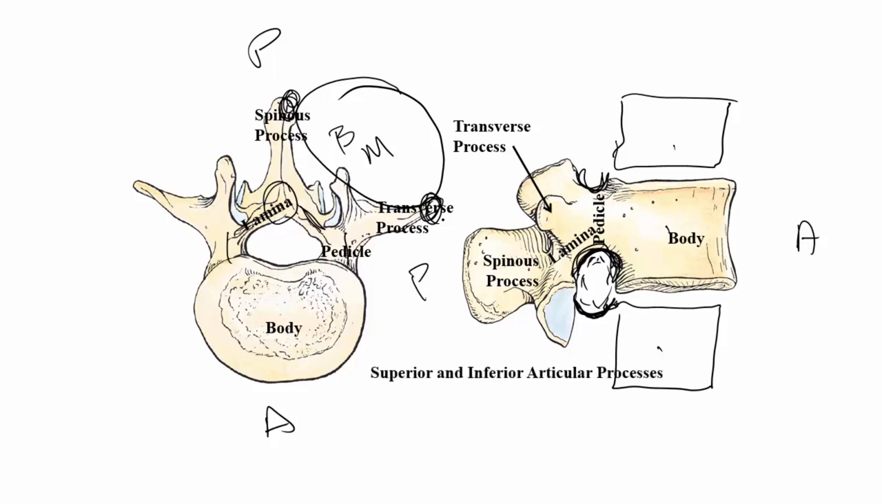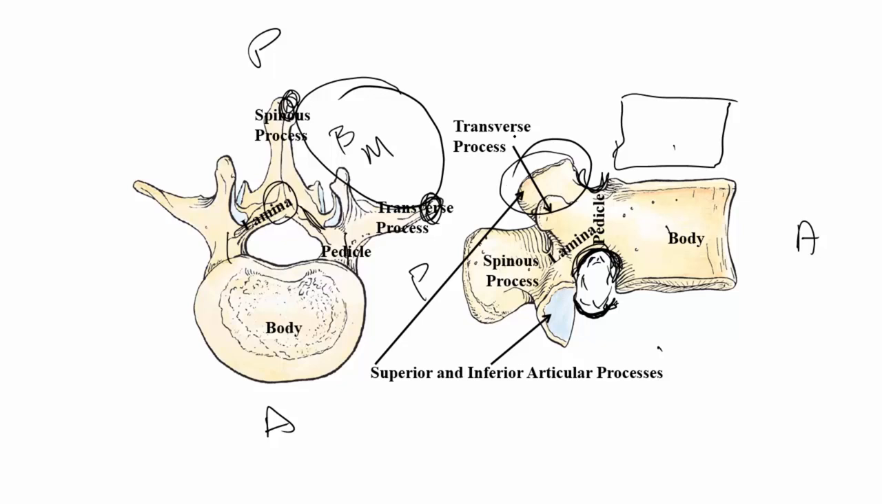We also have superior and inferior articular processes, or commonly called facets, and those are observable in this position. So there's a superior articular process and an inferior articular process. And what those do is they create a synovial joint with the adjacent vertebral element. So the superior articular process will be adjacent to the inferior articular process of the vertebral element above.